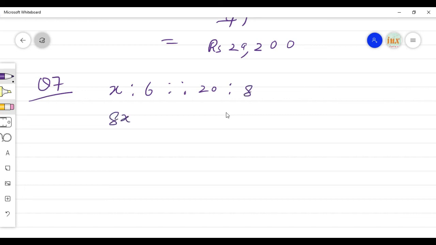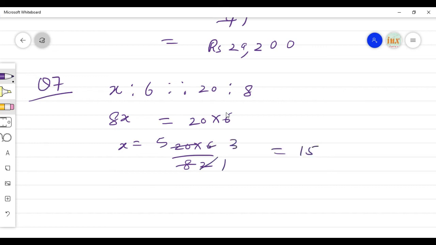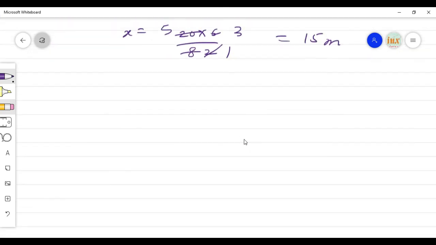So now we can say 8x is equal to 20 into 6. So therefore x is equal to 20 into 6 divided by 8. 4 2s are 8, 4 5s are 20, 2 1s are 2, 2 3s are 6. So what is the height? The height of the pole is 15 meters. So that is your answer. Okay. Now moving on to the next. Here we have question number 8.